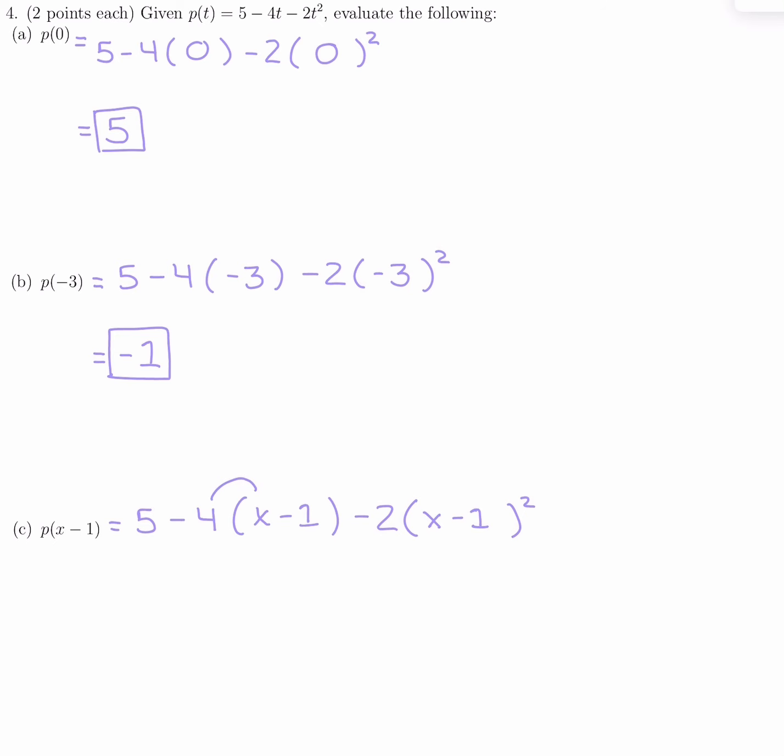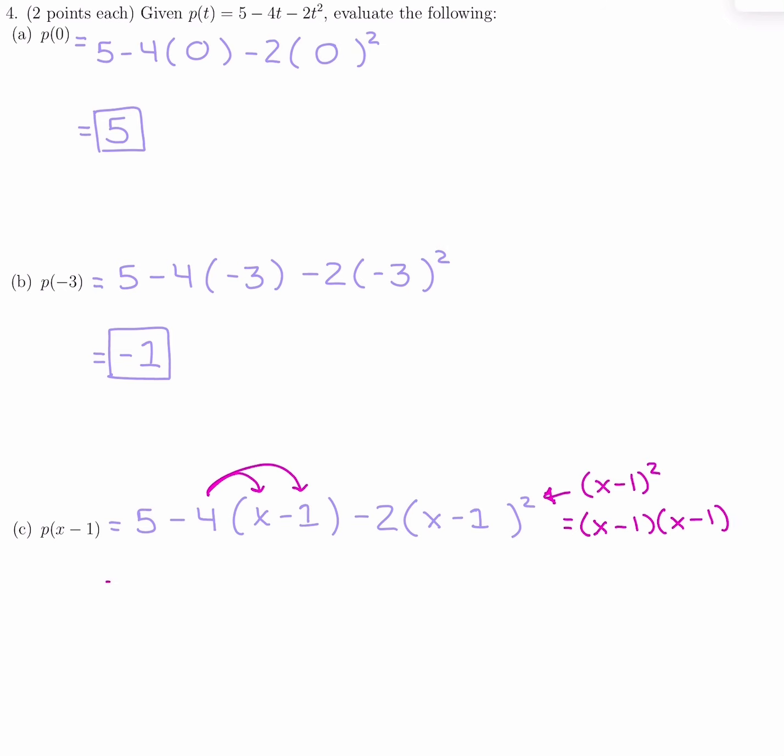So first of all, we're going to have to distribute this negative 4 to the x minus 1. And then we're also going to have to go off to the side here and figure out what is x minus 1 squared. Because x minus 1 squared is the same thing as x minus 1 times x minus 1. So we have some multiplication to do here.